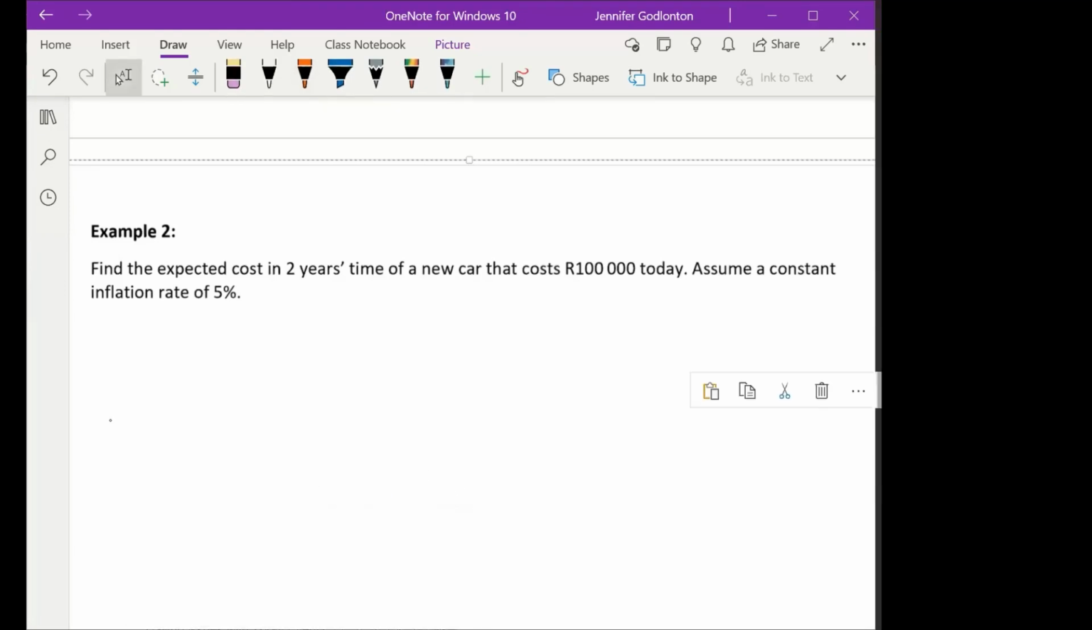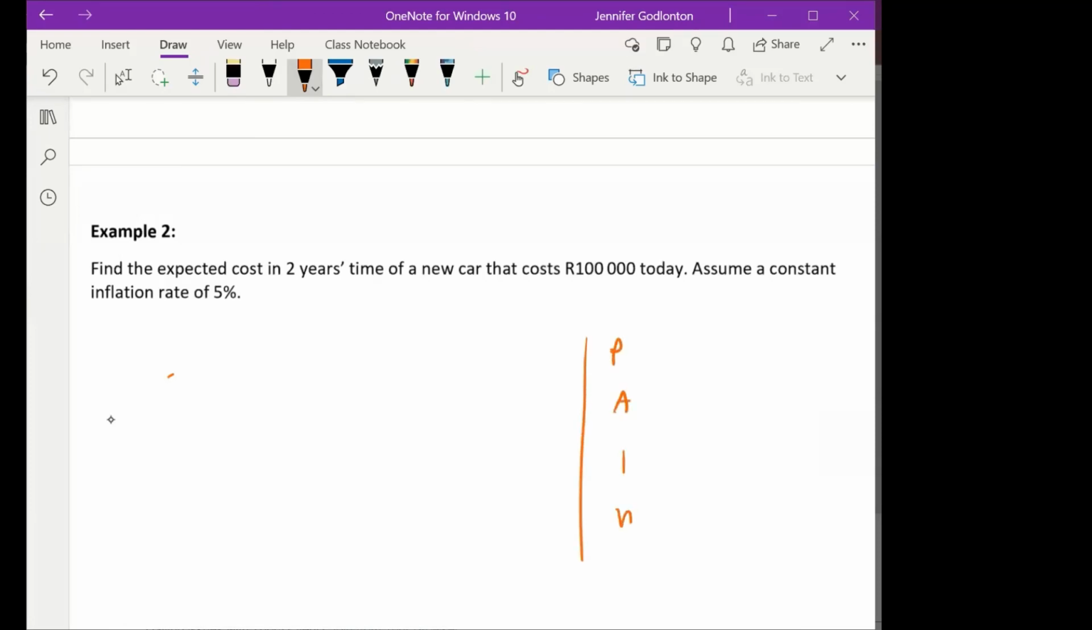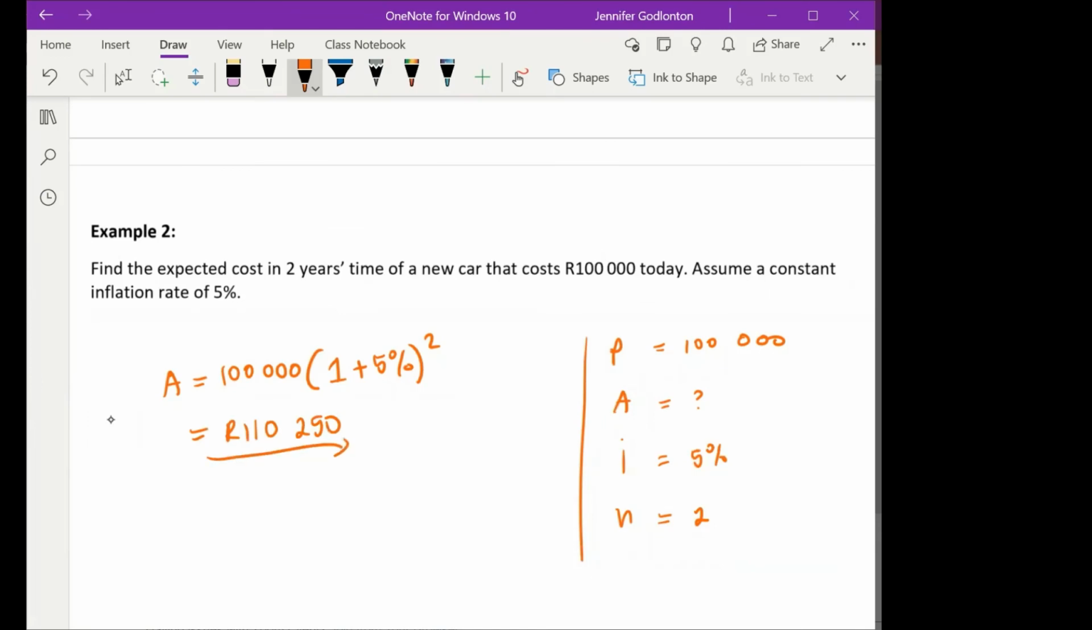Okay, so let's chat. We have got A. Well, let me write my list, my PAIN list. P is 100,000 Rand. A, we don't know. I is 5% and N is 2 years. So A is equal to 100,000 times (1 plus 5%) to the power of 2. And that definitely gives us 110,250 Rand. Beautiful.